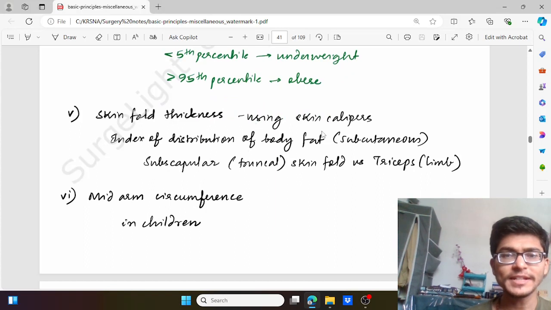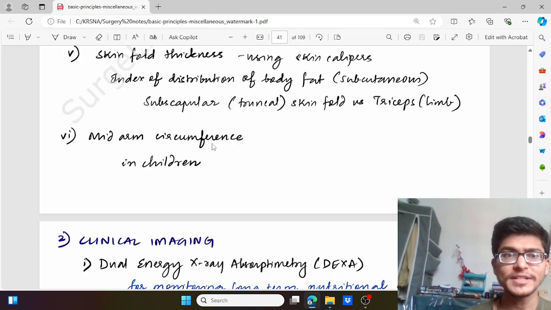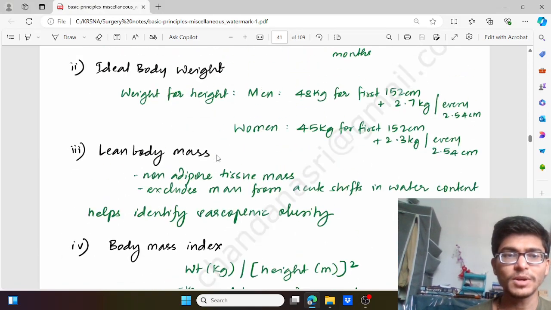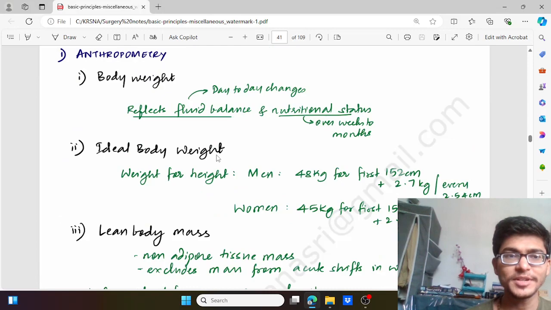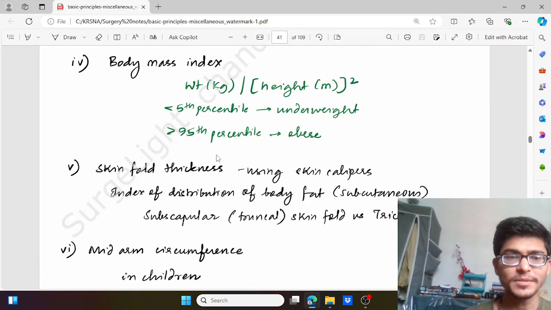Then we have skin fold thickness, which is checked with the help of skin calipers. It is an index of distribution of body fat in the subcutaneous region. It is measured at the subscapular region, truncal skin fold, or triceps in the upper limb, and mid-arm circumference in children. So this was all about anthropometric measures for measurement of nutrition.